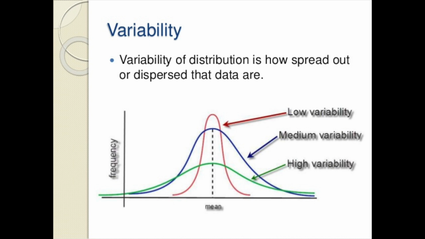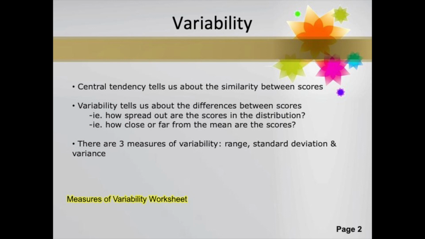What's different here in chapter 3 is that in variability, we're going to get numbers that tell us about the differences between the scores. So central tendency looks at the ways the numbers are the same, and variability looks at how they're different. Variability can help us sort out how spread out the scores in the distribution are, and also how close or far from the mean the scores are.